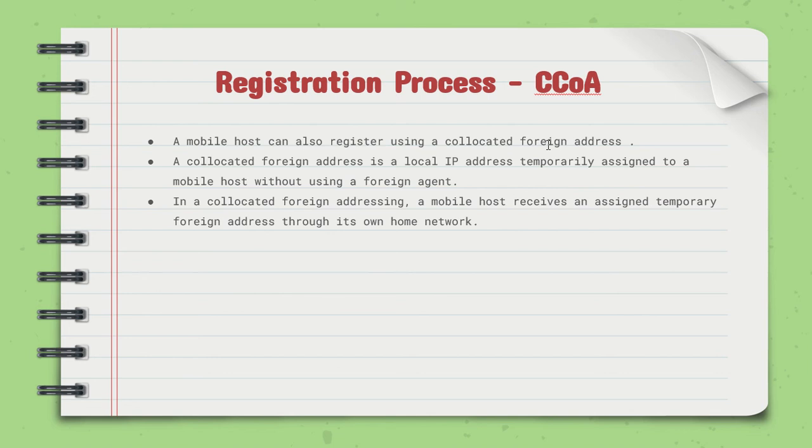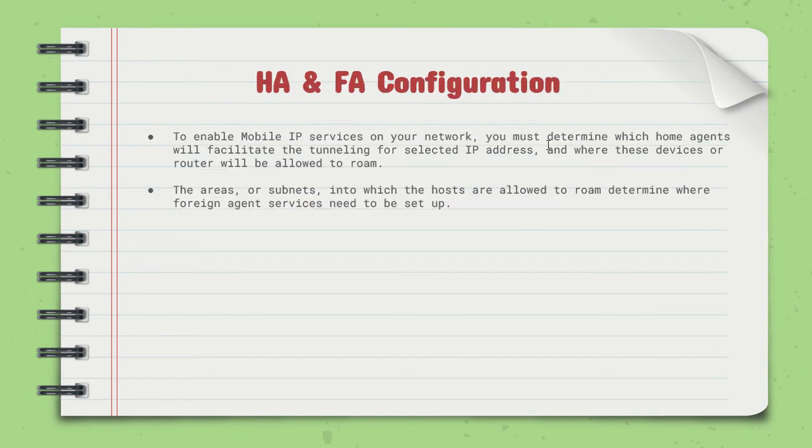Next, registration process of collocated care-of address. A mobile host can also register using a collocated foreign address. A collocated foreign address is a local IP address temporarily assigned to a mobile host without using a foreign agent. In a collocated foreign addressing, a mobile host receives an assigned temporary foreign address through its own home network. In the meanwhile, as soon as the mobile host leaves the foreign network, it also requires to deregister.